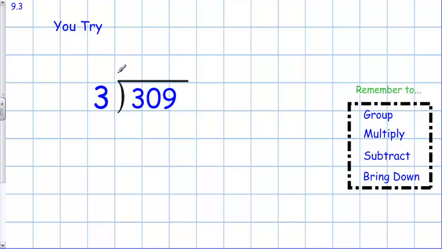Alright, this time you're going to try one all by yourself. You're going to take 309 divided by 3. So hit pause, you're going to try that, and then we're going to go through the answer together.